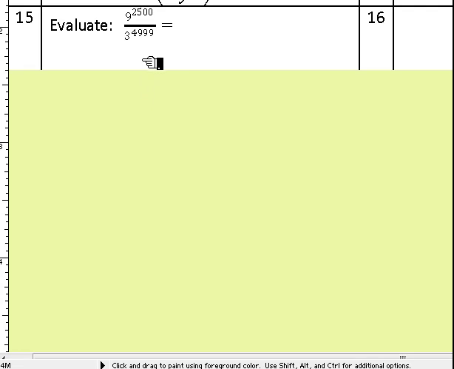In number 15, we have an expression involving exponents. But notice that we have different bases, numerator and denominator. So in order to use our exponent rules, we want to change to the same base. And we can do this because 9 is equal to 3 squared. So let's rewrite, and we're going to use base 3 in the numerator and denominator. So we're going to rewrite 9 as 3 squared.